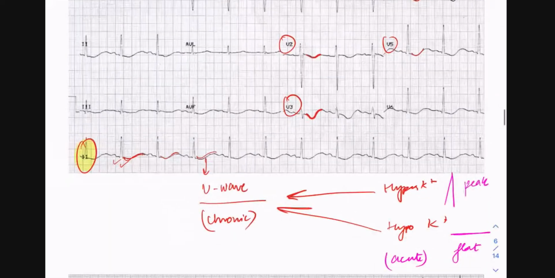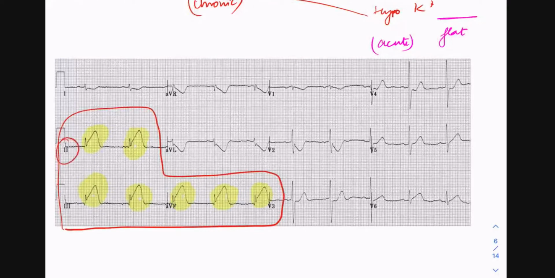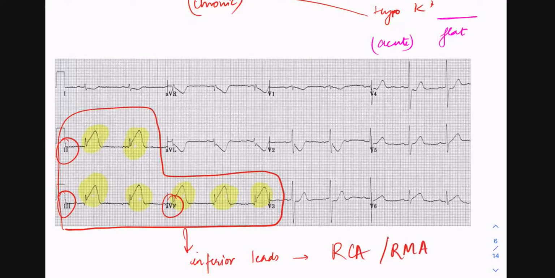Okay, let's move on. So again, clear elephant in the room here, okay? I know they don't give me a rhythm strip, but you can't ignore these, okay? In your leads 2, 3, AVF, if you see, they make a shoe. So these are your inferior leads, and this is your inferior MI, and this is probably an occlusion going on in your right coronary or your right marginal arteries.